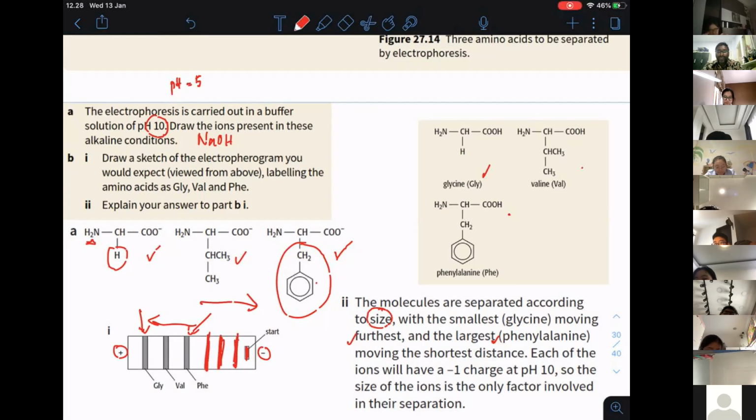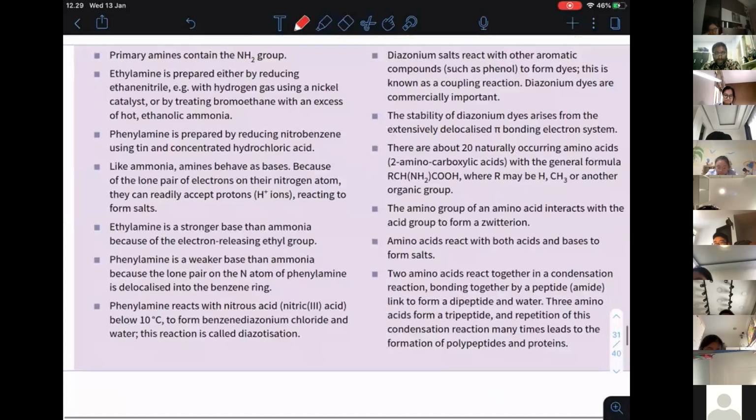This one you need to learn how to apply. These are the summary, and I think you can read the summary. We have done everything. Maybe for today we start from amino acids.